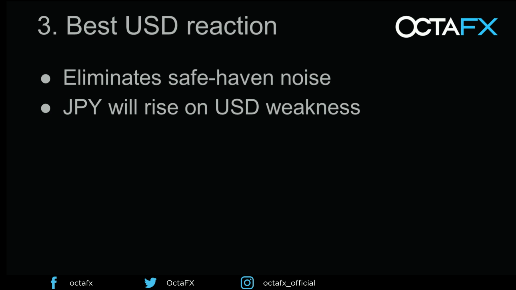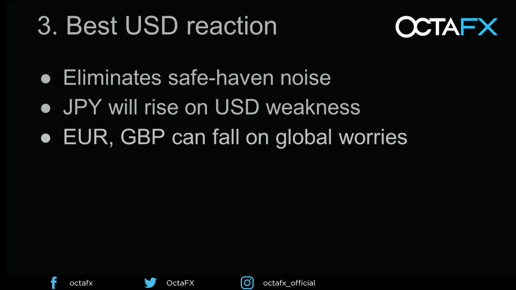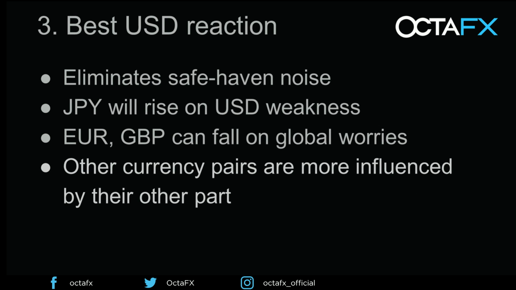In the crisis we had, for example, in times of trouble, the US dollar strengthened even if the economy in the US was going badly. With the yen, you don't have it. The Japanese yen will usually or always rise with US dollar weakness. And the euro and the pound can fall on global worries. And other currency pairs are more influenced by the other part.